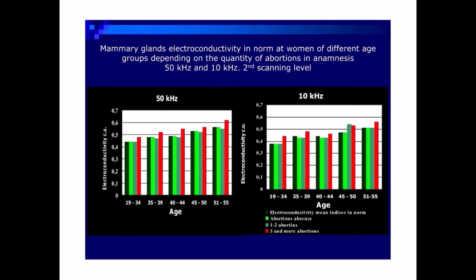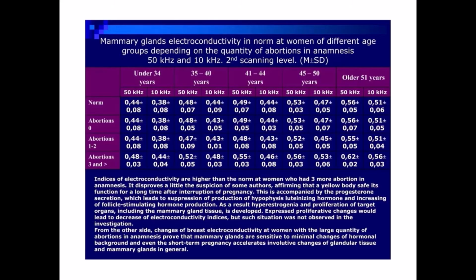Mammary glands electroconductivity in norm in women of different age groups depending on the quantity of abortions in anamnesis, 50 kHz and 10 kHz. Second scanning level, plus or minus SD. Indices of electroconductivity are higher than the norm in women who had three or more abortions in anamnesis.